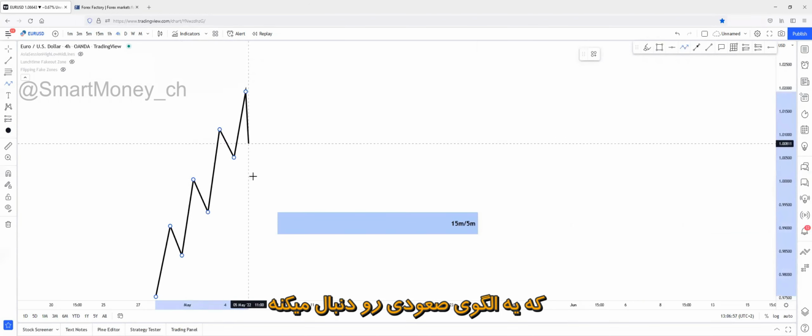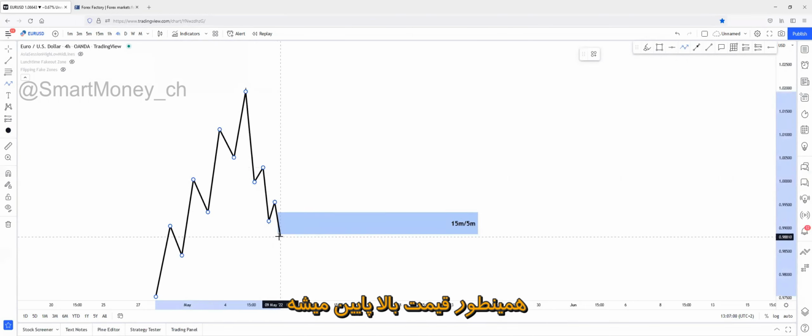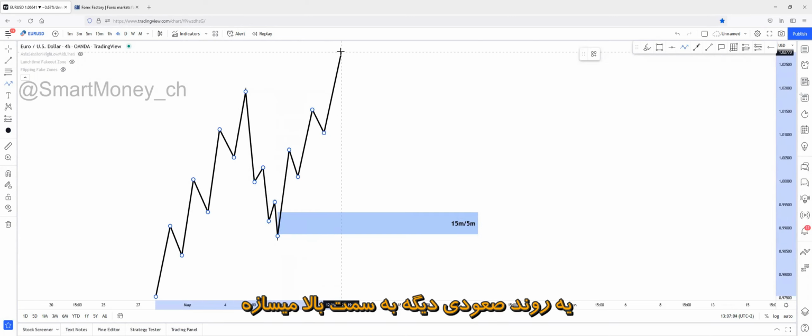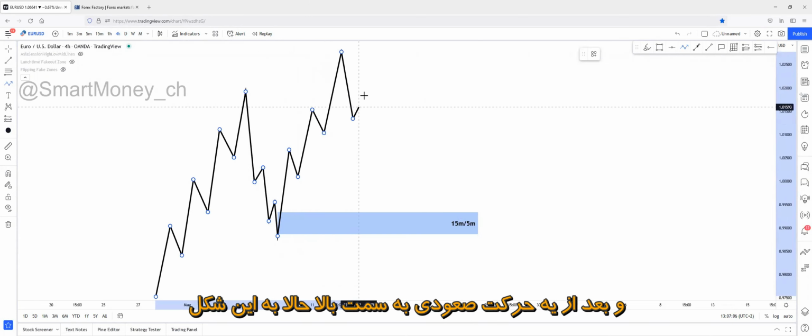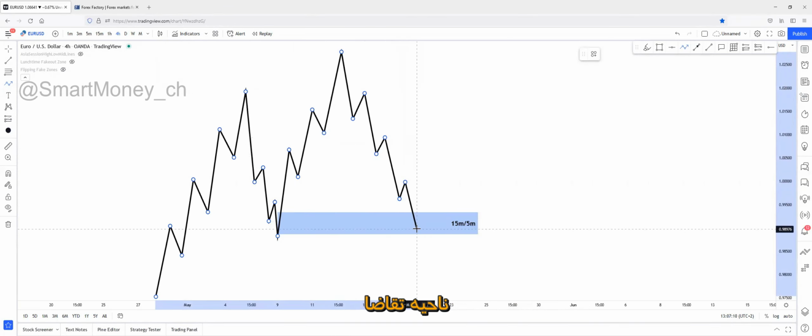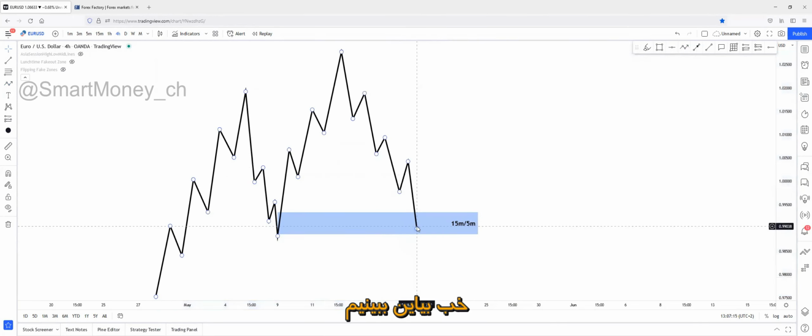Price is following a bullish pattern, coming down, coming up, coming down. And from this 15-minute/5-minute demand zone, price created another bullish upside movement. After the bullish upside movement, it came down to this 15-minute/5-minute demand zone. Okay, this is a structure right now.